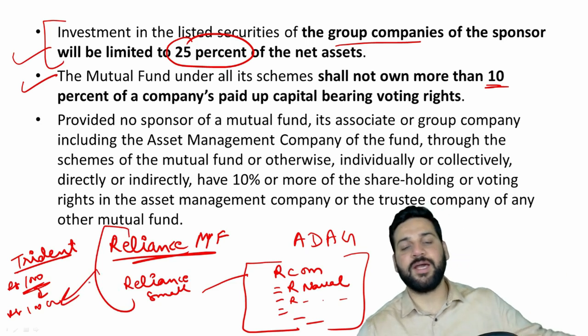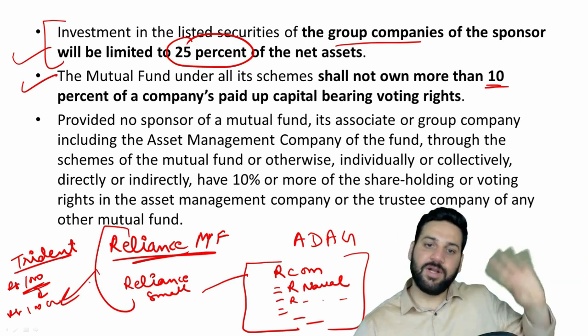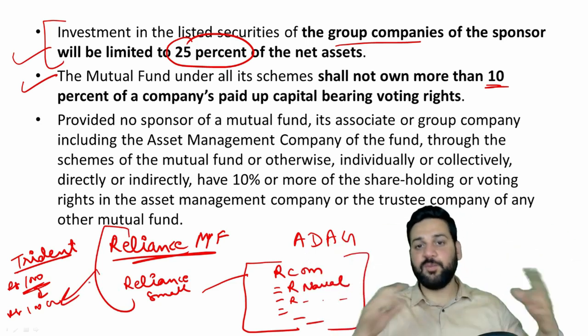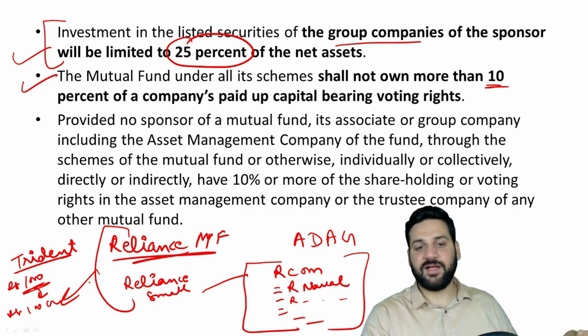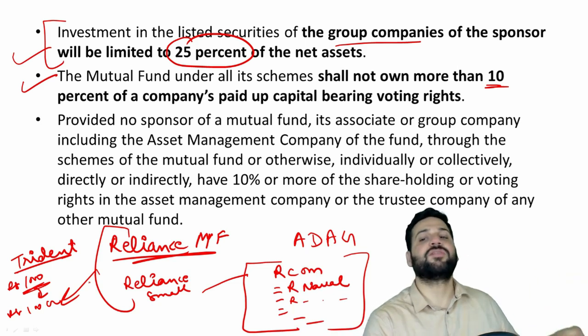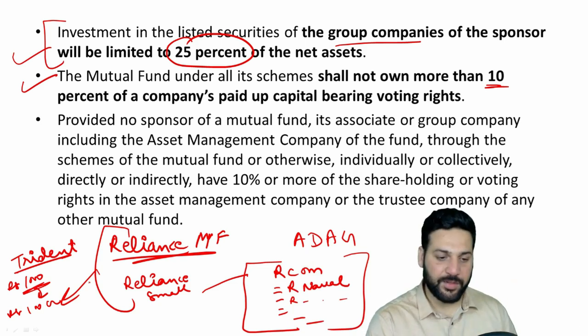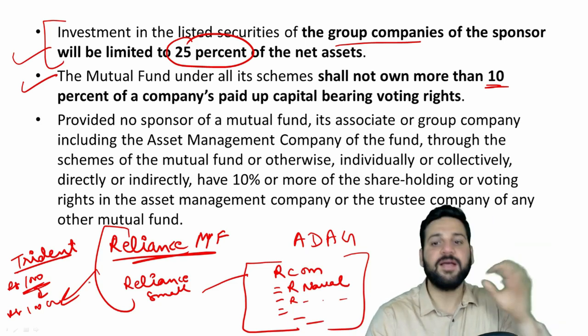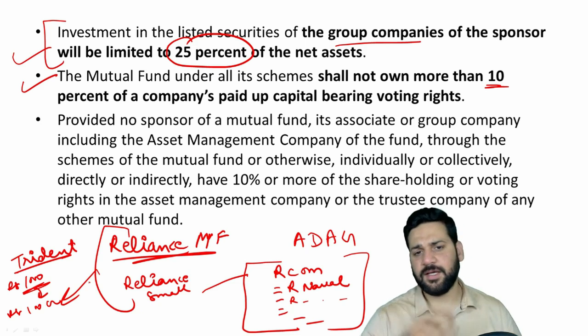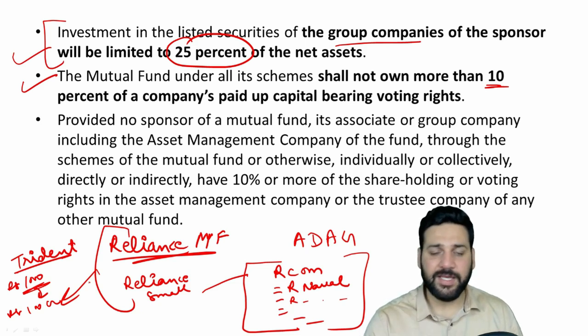So if the paid up capital is 100 crore, then Reliance Mutual Fund cannot own more than 10 crore across all schemes. If it is 1000 crore, they cannot own more than 100 crore, right? Because there is a 10% limit of the voting right. If it is preference shares, okay, but there is a limit in that also. If it is equity, then there is a limit in that.